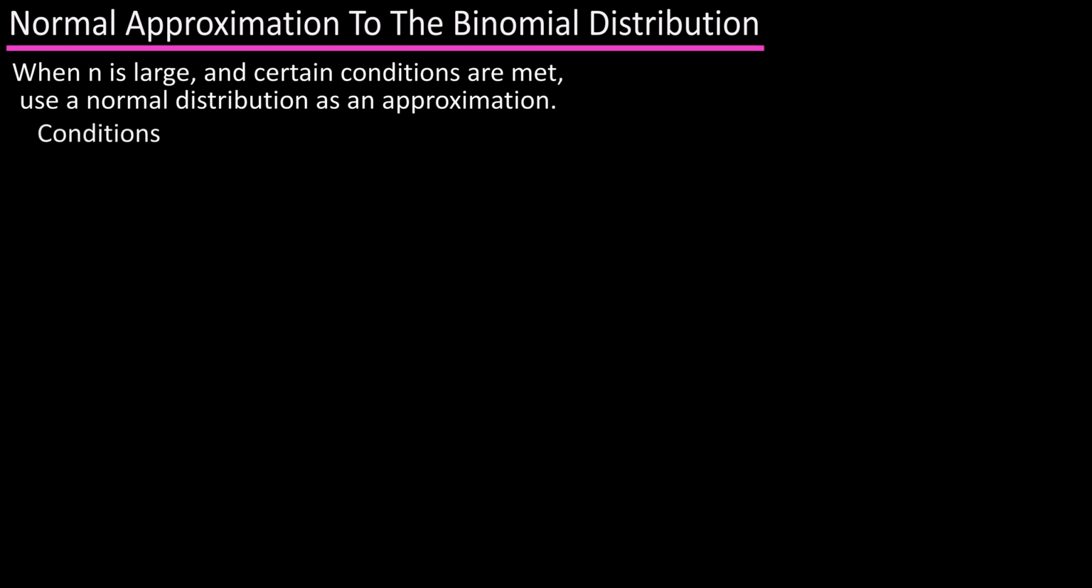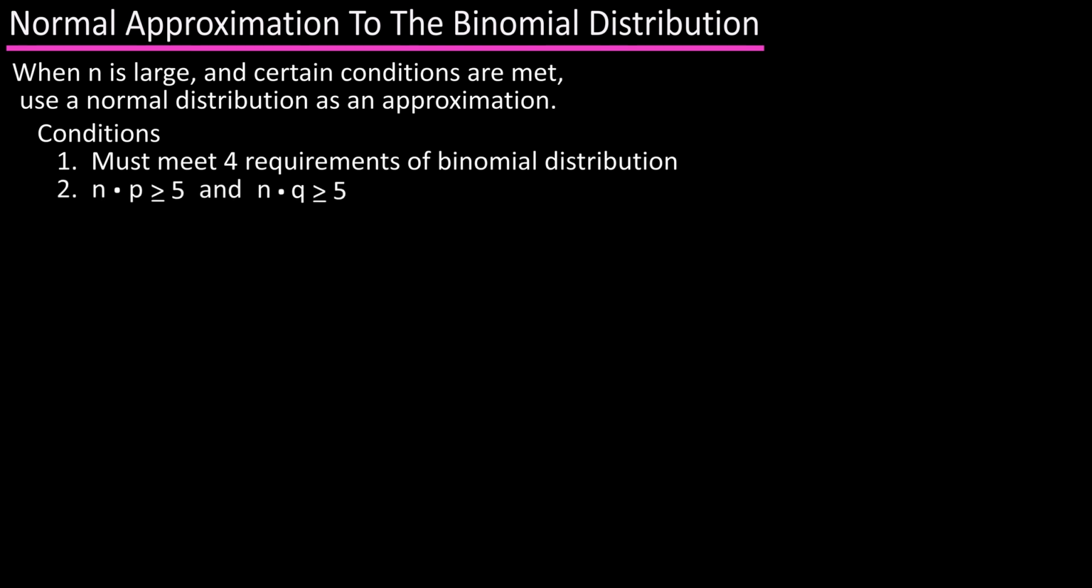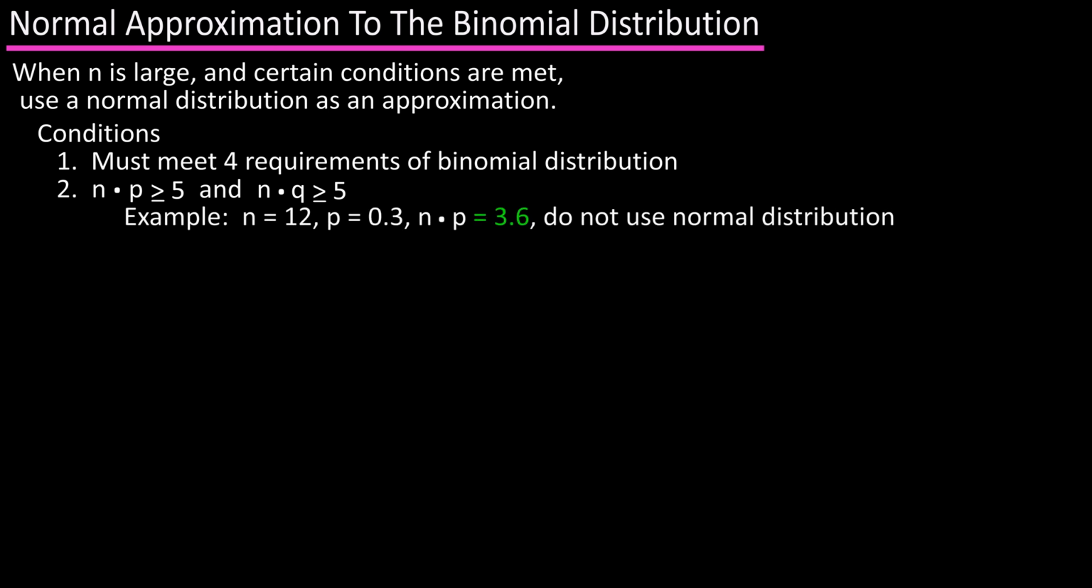These conditions are: number 1, the problem must meet the 4 requirements of a binomial distribution. Number 2 is that n times p must be greater than or equal to 5, and n times q must also be greater than or equal to 5. So, for instance, if n, the number of trials, is 12, and p, the probability of success, is 0.3, n times p equals 3.6, so a normal distribution should not be used as an approximation.